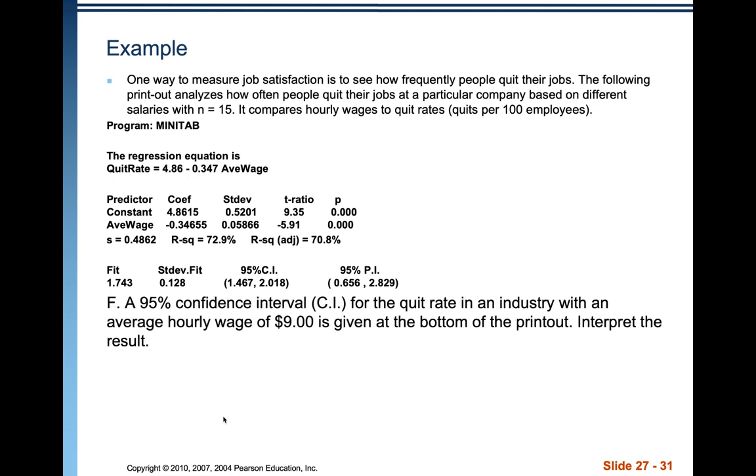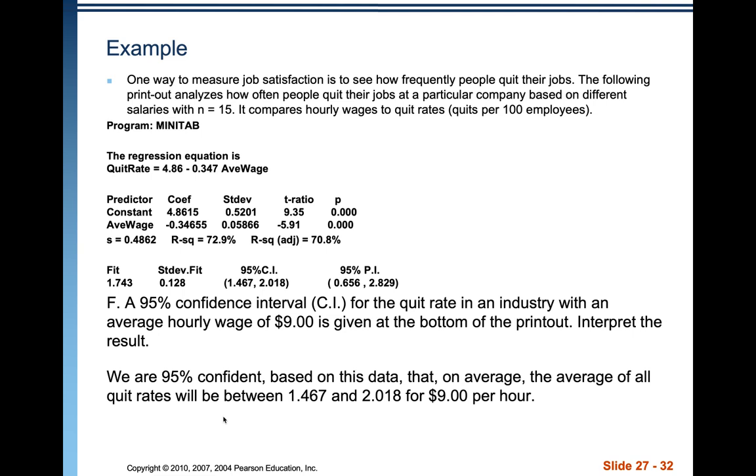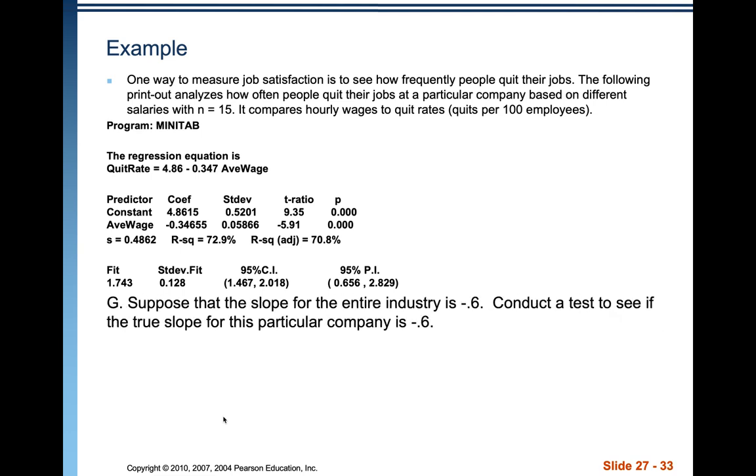All right, let's do the same thing for the confidence interval. We are 95% confident based on this data that on average, the average of all quit rates, or the true average quit rate, will be between 1.467 and 2.018 for $9 per hour.